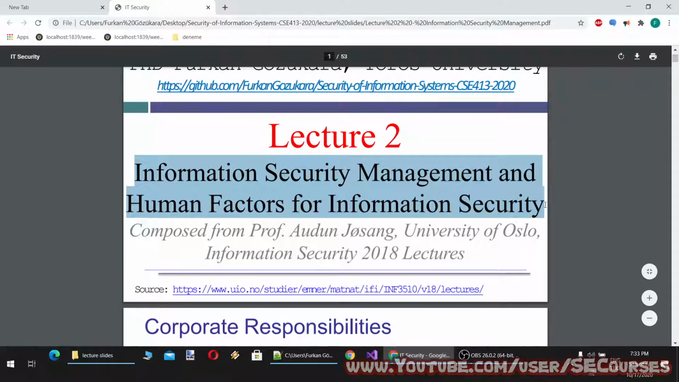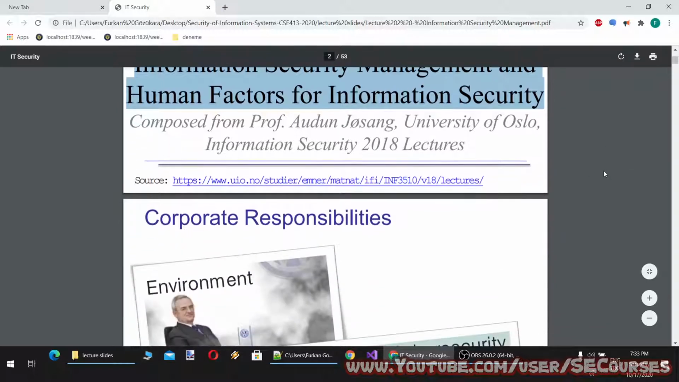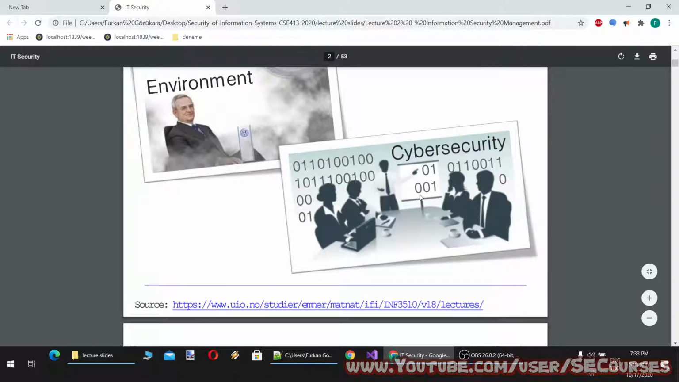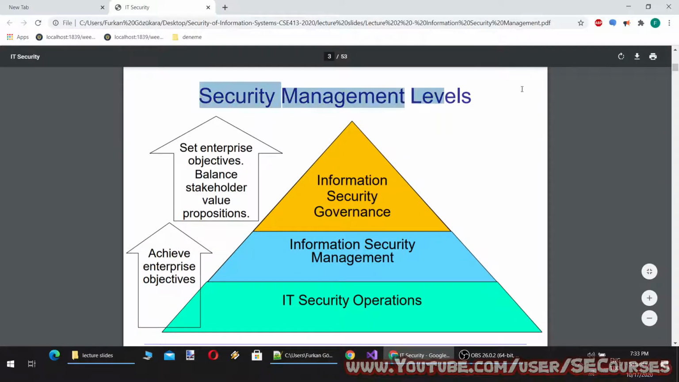Today, our topics are information security management and human factors for information security. Okay. So, corporate responsibilities, environment, and cyber security.